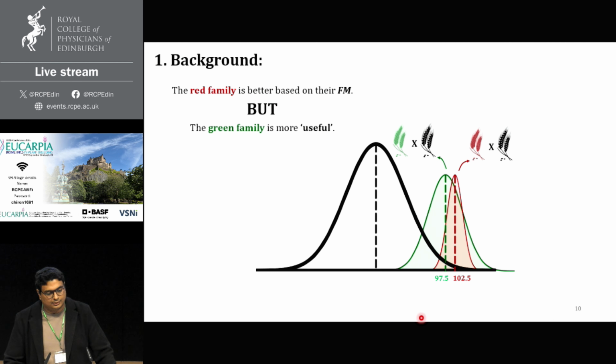So first, you can have some families, just like this red one right here, which has a higher mean than the green family. However, you could argue that the green family is much more useful because it has bigger variance. So it will allow us to capture some superior individuals right here if you are able to exploit it. At least that's what we hope.